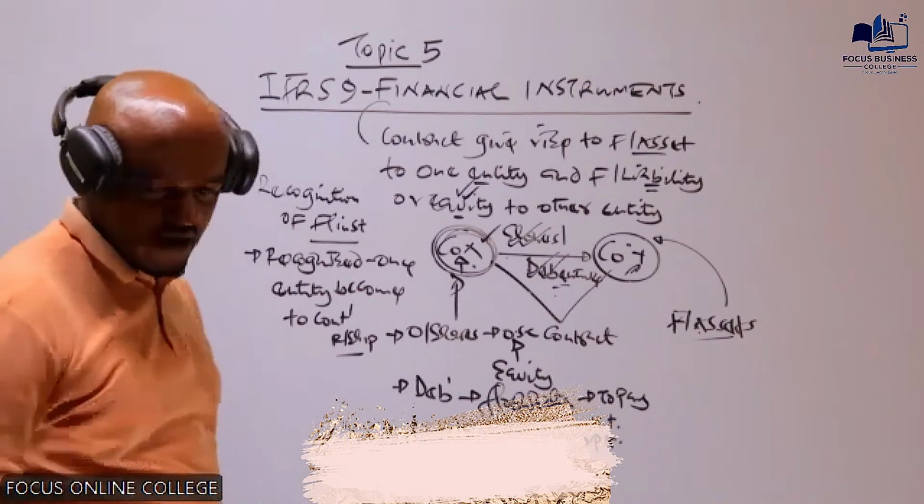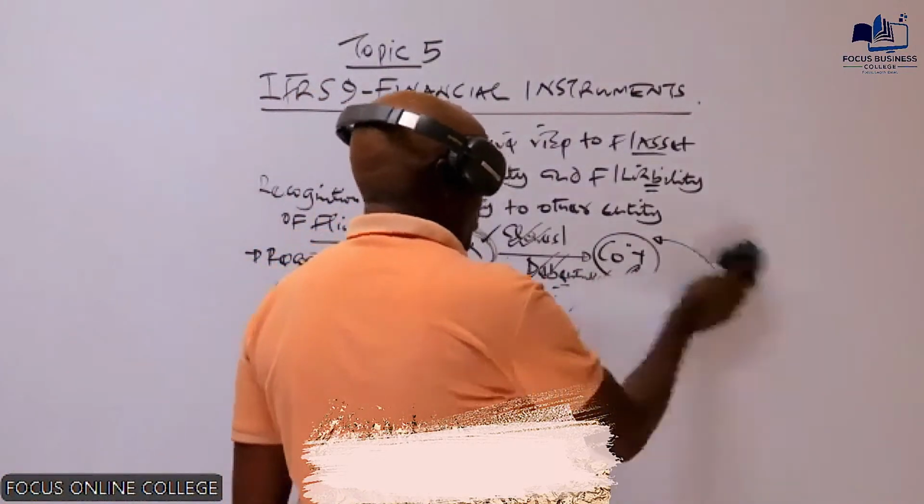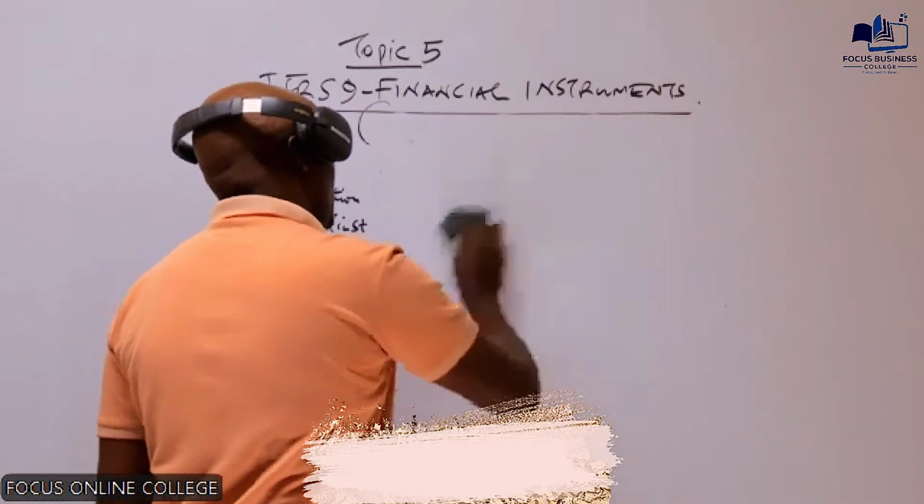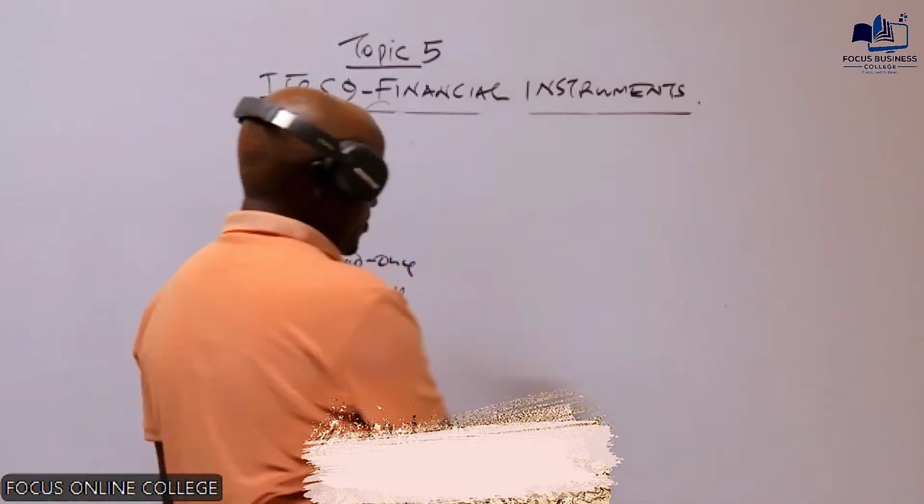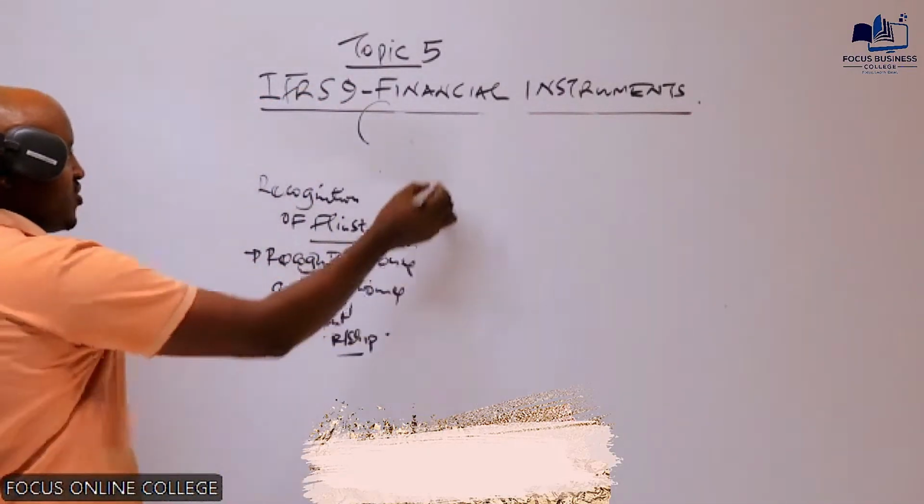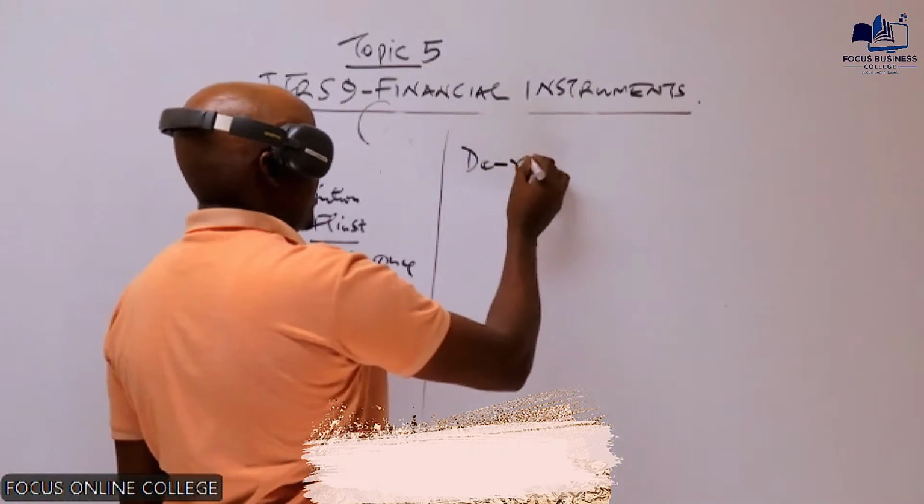Then next, I want us to discuss something to do with the derecognition of financial instruments. The derecognition basically is the direct opposite of recognizing. The derecognition is the direct opposite of what? Recognizing.